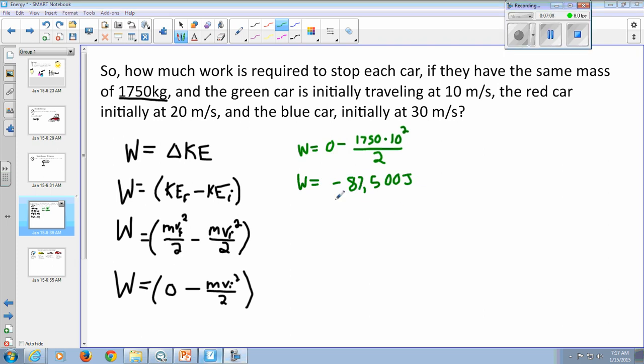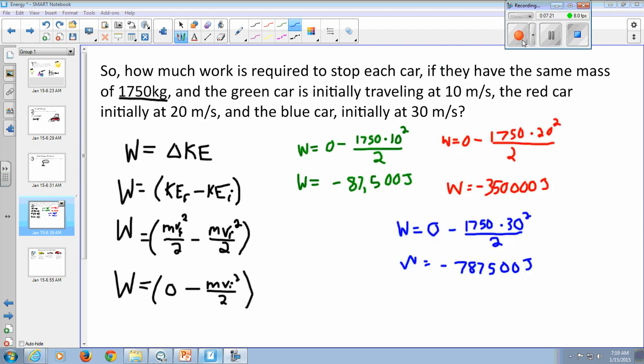That's to stop the green car. Why don't you go ahead and calculate the red and blue car? Pause the video, calculate the red and blue car, see if you come up with the same answers that I come up with. So the work to stop the red car is negative 350,000 joules, and the work to stop the blue car is negative 787,500 joules.